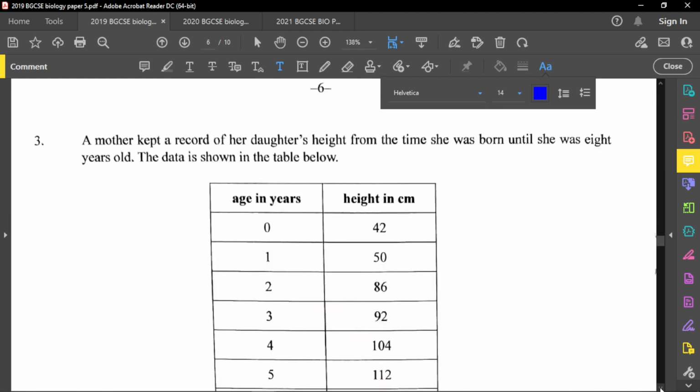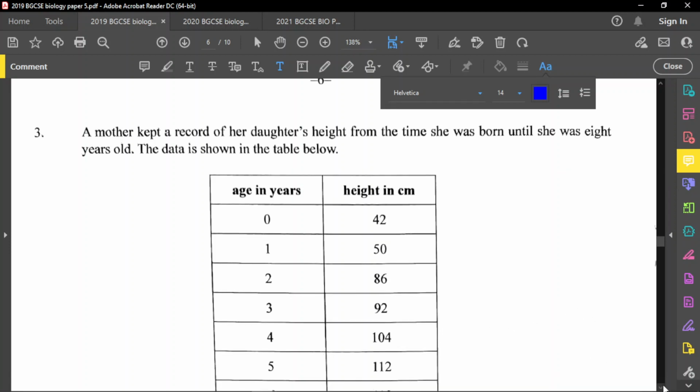All right, so question number 3, and we have one more question to do on this one. It says a mother kept a record of her daughter's height from the time she was born until she was 8 years old. The data is shown in the table below, and so we have the data right here.